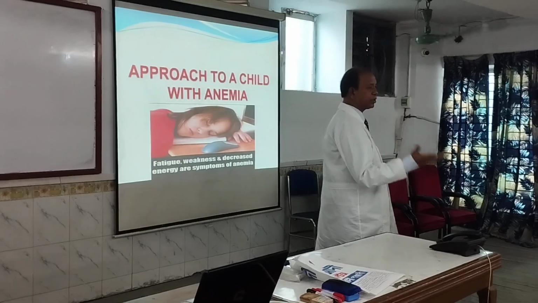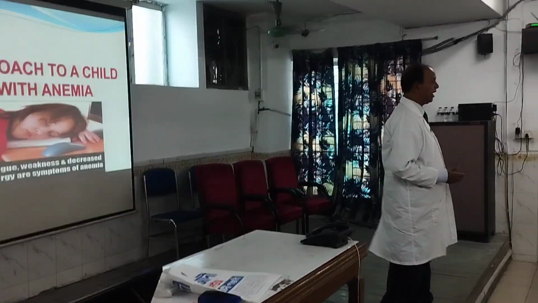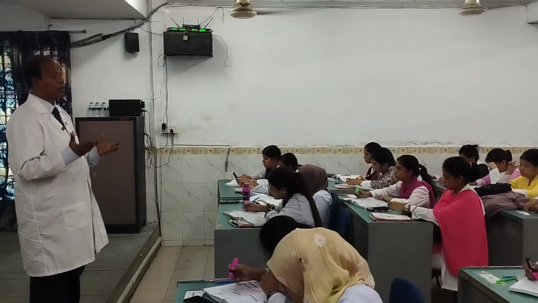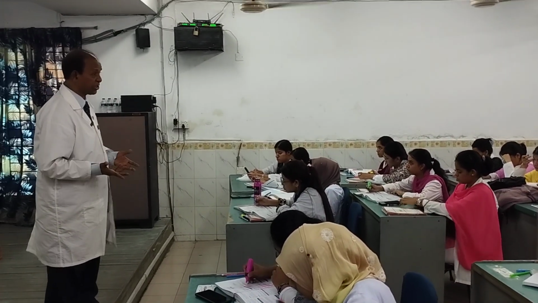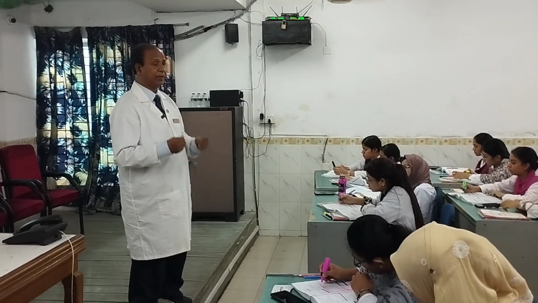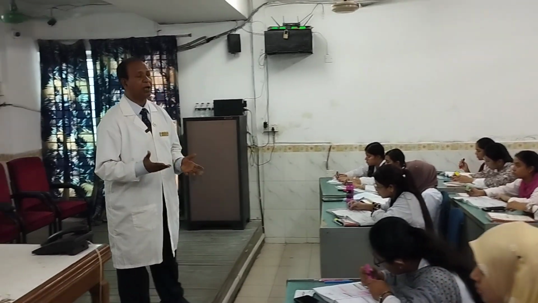Next one is impaired RBC production. Due to inadequate RBC production, there are several factors. Impaired RBC production means, first of all, due to some deficiency of nutrition, like iron deficiency, folic acid deficiency, vitamin B12 deficiency, vitamin C deficiency, overall zinc deficiency. This is called nutrient deficiency.